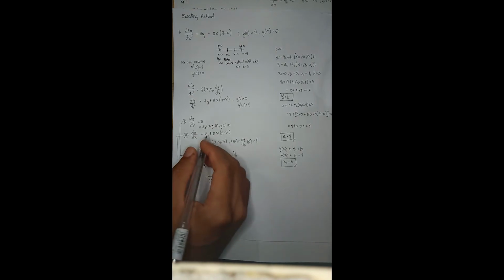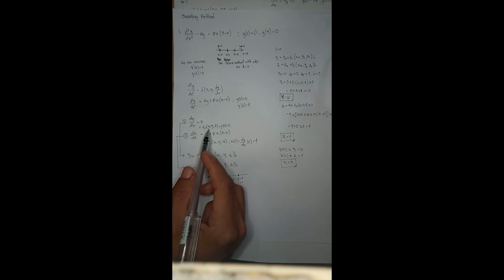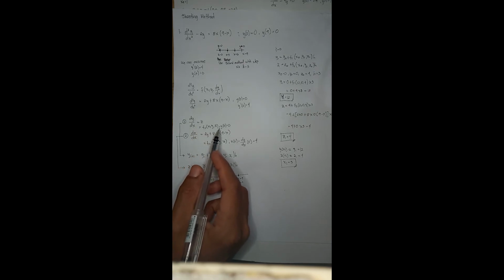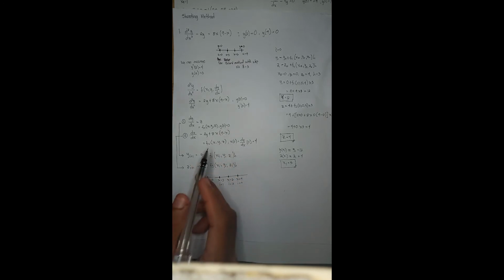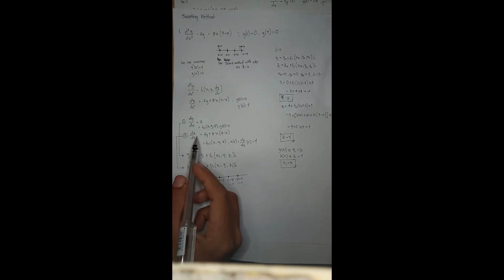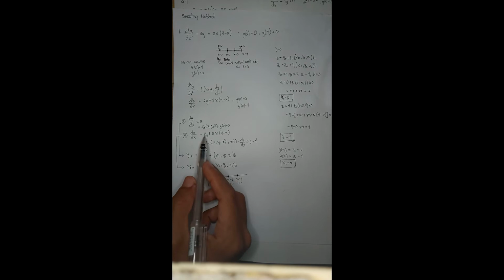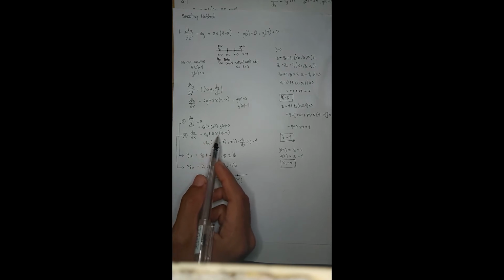Now we're going to find our equations. dy over dx is equal to z. This is our equation 1, equals f1(x, y, z), with y of 0 equal to 0. dz over dx is equal to 2y plus 8x(9 minus x). This is our equation 2.